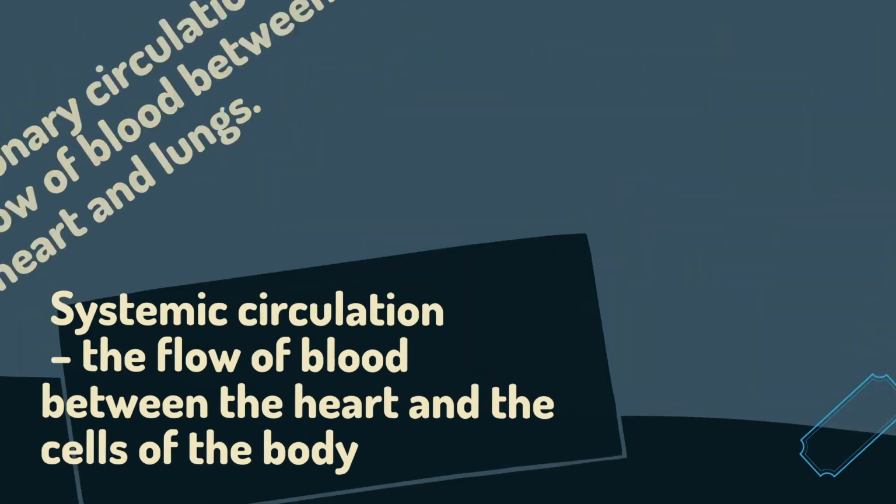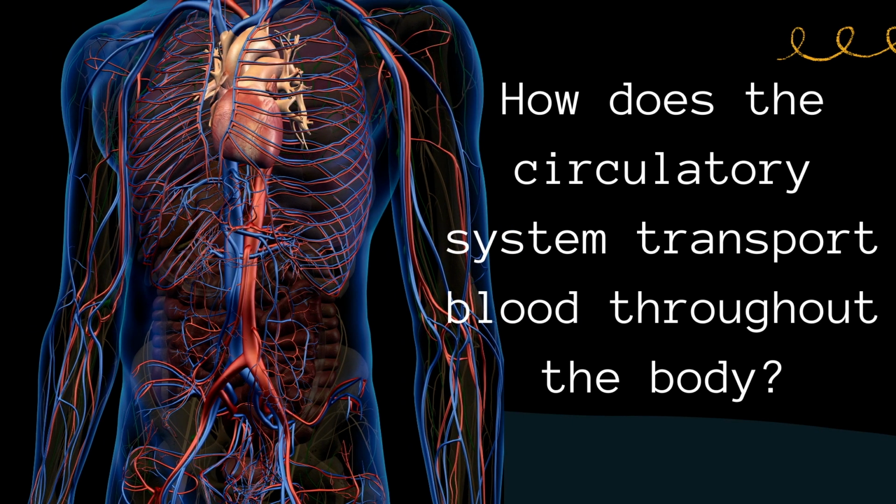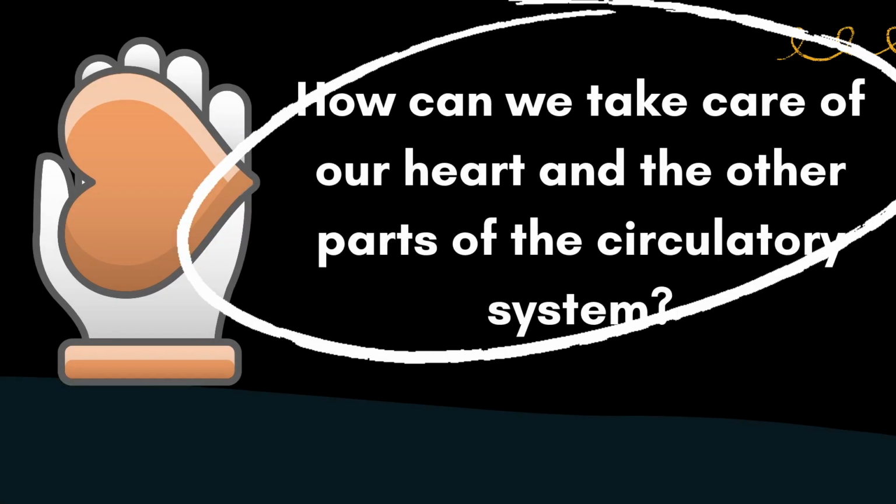After learning about the different parts, functions, and processes in the circulatory system, let us ask ourselves, how does the circulatory system transport blood throughout the body? The circulatory system is a vital organ system. Do we have to take good care of it? How can we take good care of our heart and the other parts of the circulatory system and the respiratory system as well?